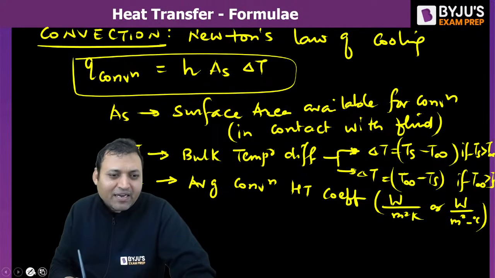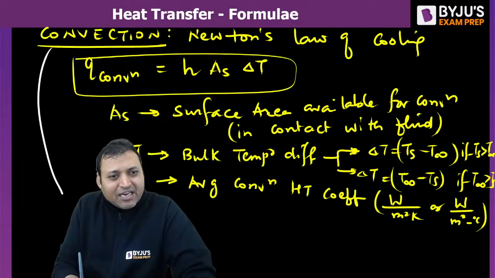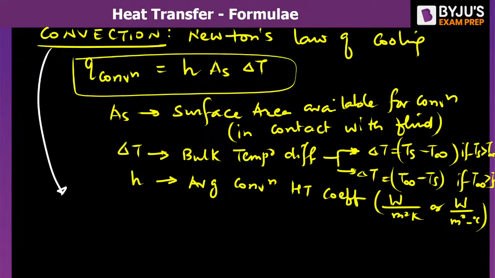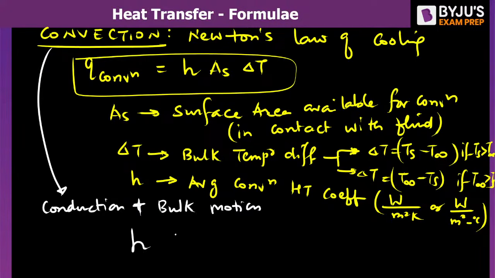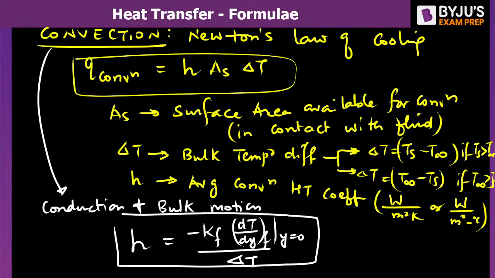One more important thing here is that convection can also be known as the combined effect of conduction and bulk motion. In the no slip region, there will be conduction. So convection can be termed as the combined effect of conduction and bulk motion of the fluid. From here we can write H is equal to minus Kf into dT by dy in the fluid at the interface y equal to 0, upon delta T. That is how we can find out H.